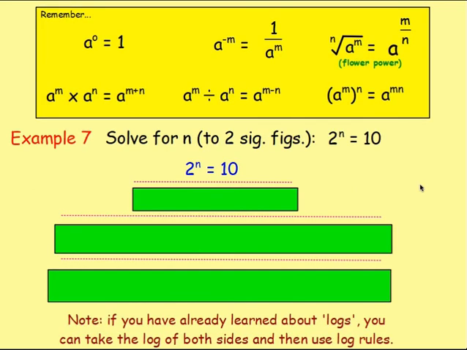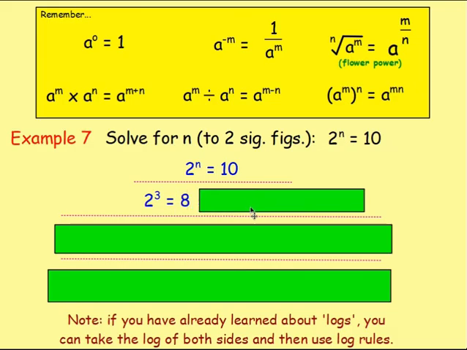Example 7, solve for n to 2 significant figures. So 2 to the power of n equals 10. We want to work out this value of n. Something that we should already know: if you do 2 times 2, you get 4, times that by 2, you get 8. So 2 to the power of 3 is 8. If you multiply that by 2 again, 2 to the power of 4 is 16. So we know it's not going to be a whole number. It's going to be between 3 and 4.